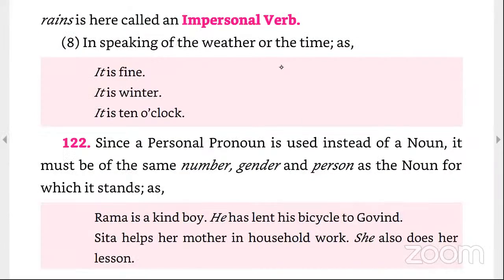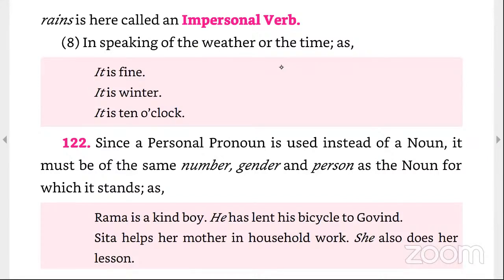So in the previous class, we learned about impersonal pronouns, like it's fine, it's winter, all right? A personal pronoun is used instead of a noun, so it must be of the same number, gender, or person as the noun for which it stands. For example, Rama is a kind boy. He has lent his bicycle to Govind.